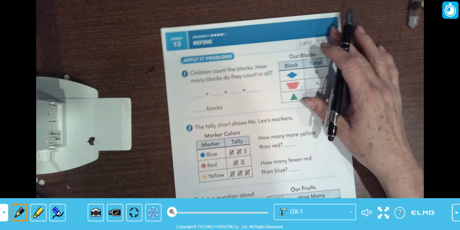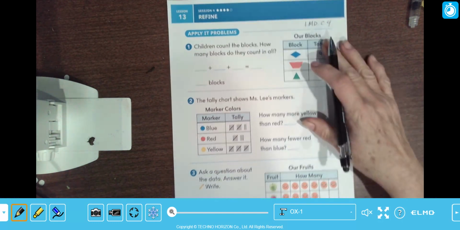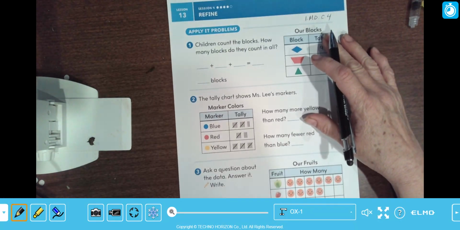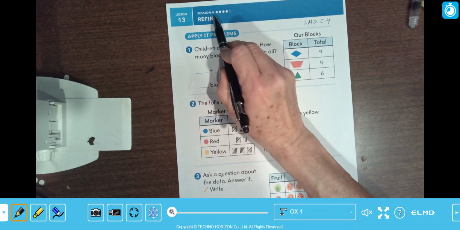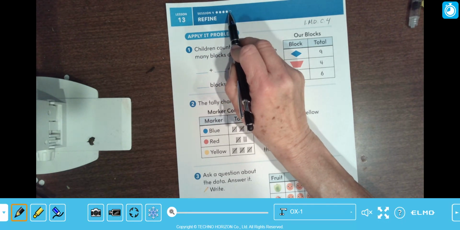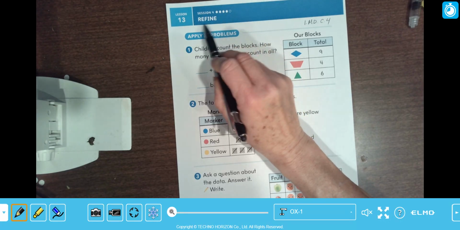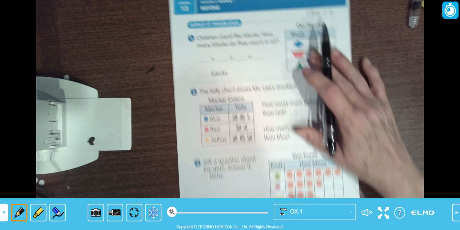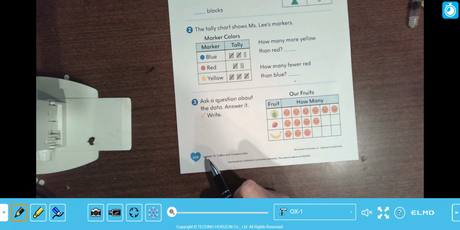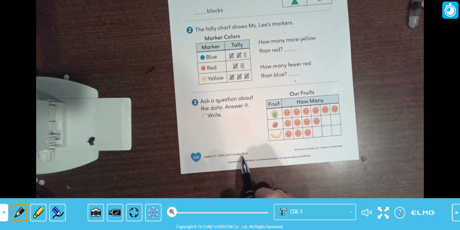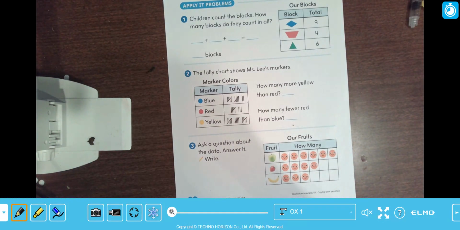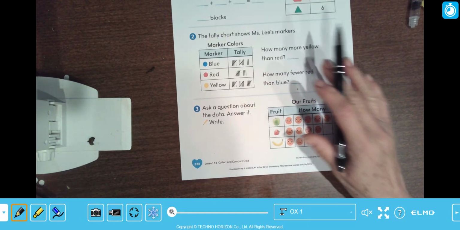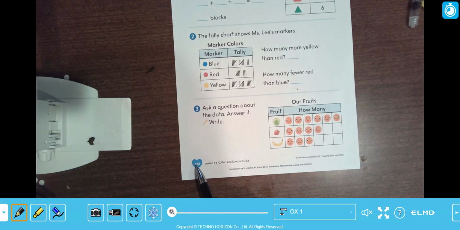Hello. Today we're going to do another page in the iReady math program for first grade. This is lesson 13, session 4, and you can tell it's 4 because there's 4 dots. It's called refine. And down here it tells you the name of lesson 13. Lesson 13 is called collect and compare data, which means they gathered information and they're comparing the information. Okay, and it's on page 328.